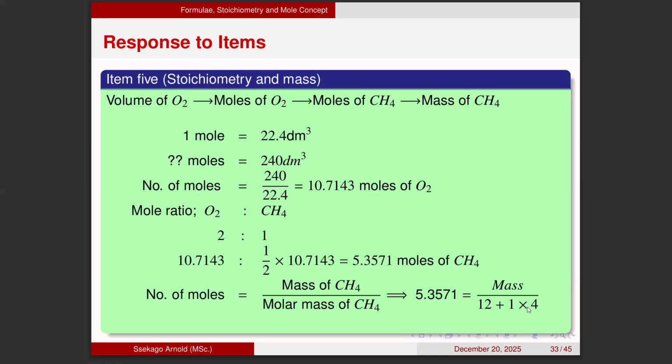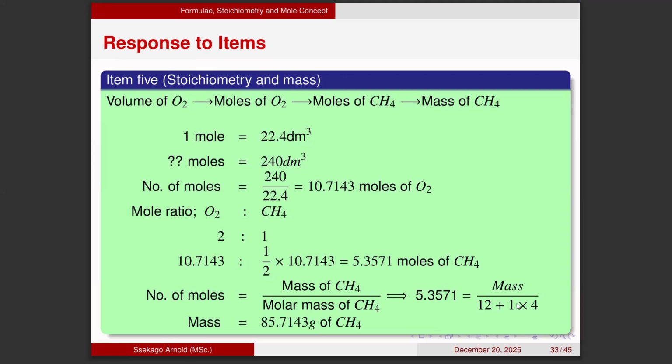So C is 12 plus 1 times 4. In this case, if we sum this up, we obtain 16. Then cross multiplying, to make mass the subject, we shall have 16 times 5.3571, which gives us 85.7143 grams. Please confirm that multiplication.